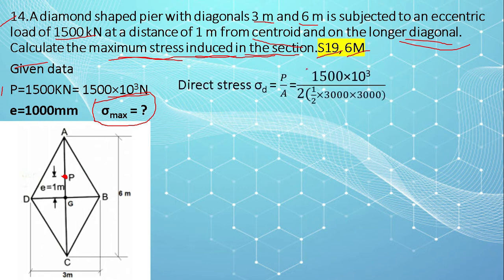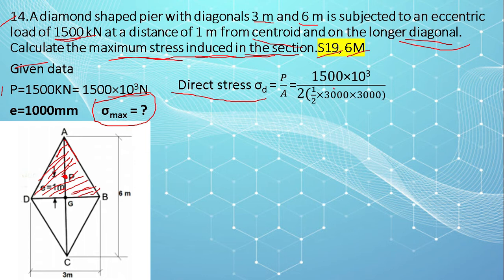So we know the formula for direct stress. Direct stress sigma D is load divided by area. We know the load, this 1500 into 10 raised to 3 Newton, and this diamond shaped pier can be considered as two triangles. This is one triangle ADB and this is the second triangle DCB. So area can be calculated using the formula of a triangle.